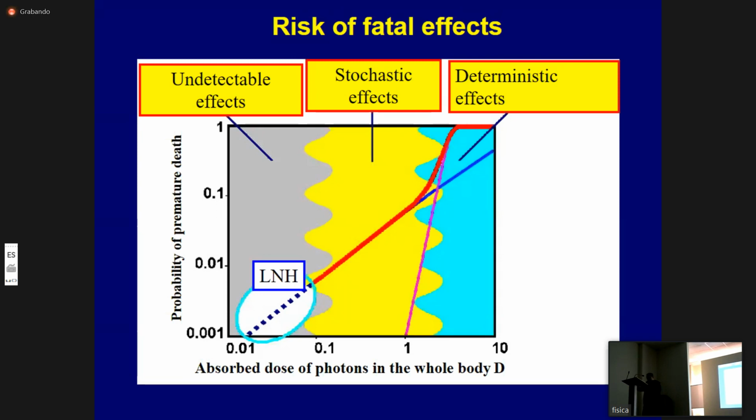At low doses, the probability of premature death is small, and its value is determined by the probability of developing stochastic effects. As the dose increases, the probability of cell death increases faster than the probability of their mutation. So the main effect leading to premature death of people at high doses is a deterministic effect of radiation.